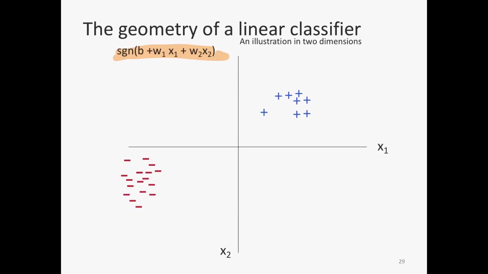I often use the notation SGN because that's the mathematical term for the sign function. If you ever see that, it is equivalent to SIGN. But let's forget the sign part and only look at the insides, this quantity here. In particular, let's look at what happens when that quantity becomes 0. So when B plus W1x1 plus W2x2 equals 0, what do you get?